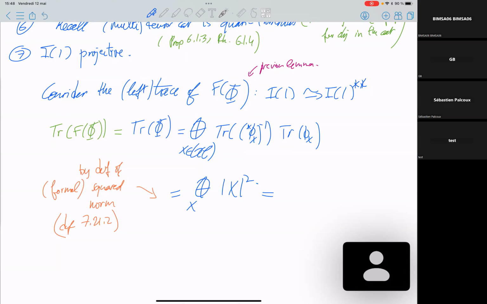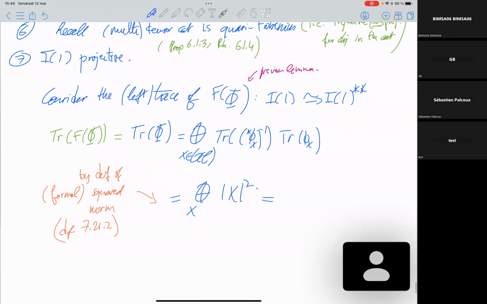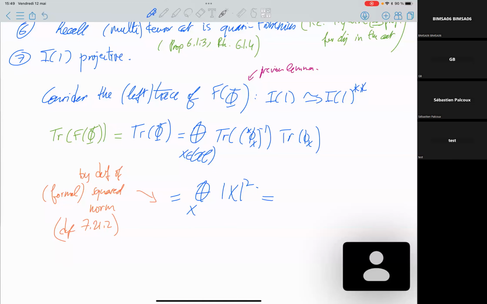Wait, 7.21.2. Yeah. So if you are in a fusion category, by proposition 7.21.14, this is totally positive, which means that it is positive for any embedding of the algebraic field in C. A real algebraic number is totally positive if all its Galois conjugates are positive. Okay, so anyway.